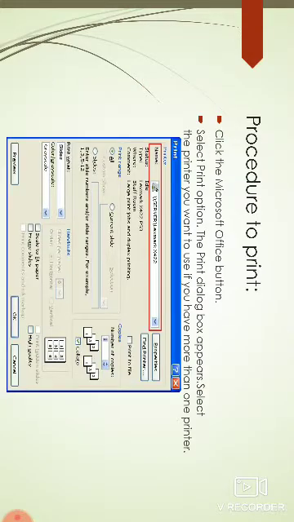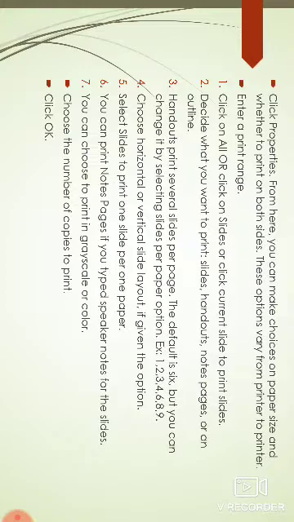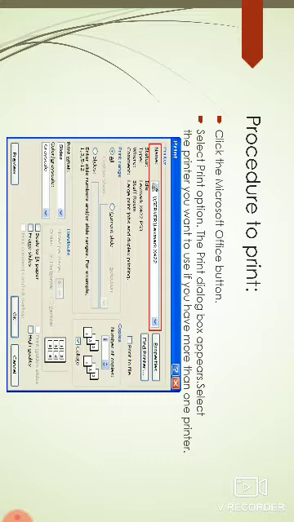Here you will observe print what. It has a drop down list, that means a combo box. Whenever we click on the drop down arrow, it displays different options like slides, handouts, notes, pages or outline. If I want to print slides, I will select slides. Otherwise if I want to print handouts... here I'm selecting slides. Sometimes I want to print 1 or 2 or 4 or 6 or 9 slides on a single paper, then I will go for handouts.